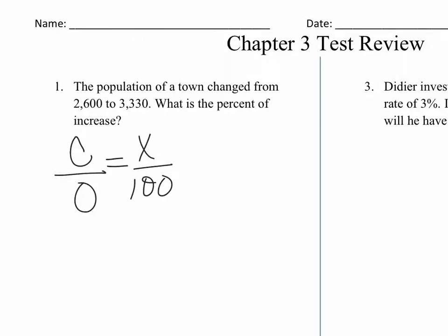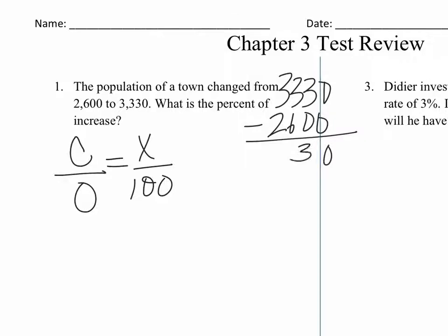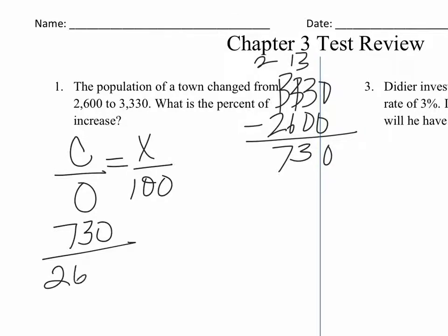The change would be the difference between 3,330 and 2,600. To find change, we have to subtract. The change is 730, and you put it over the original population of the town, which was 2,600. Set that equal to x, the percent which you're looking for, out of 100.